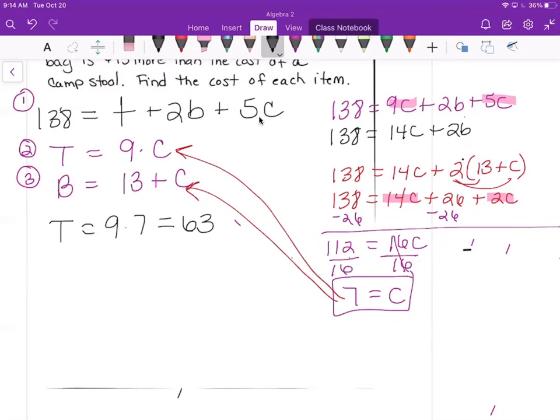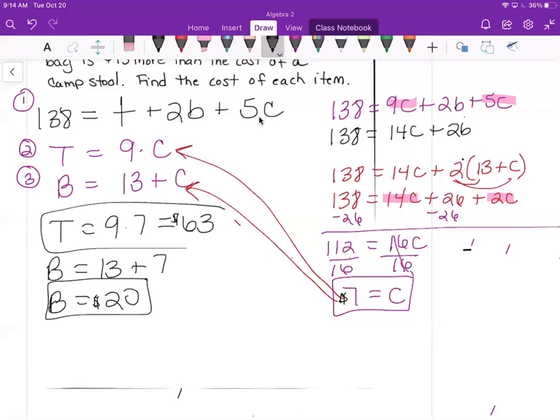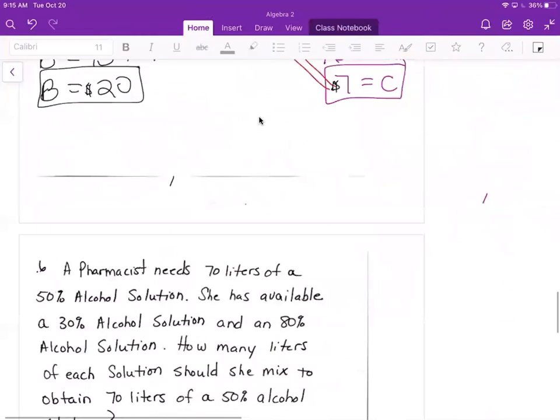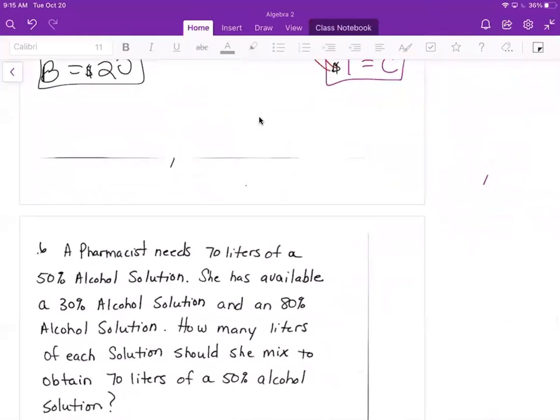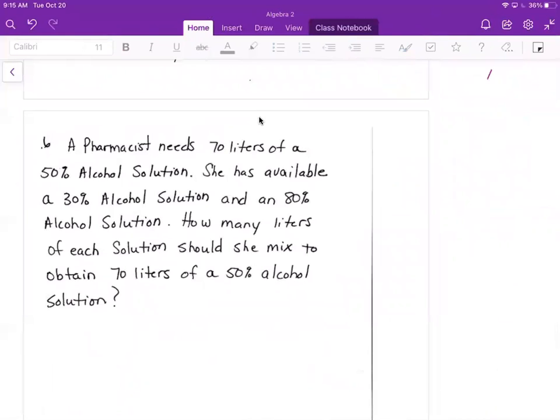And finally, for the third equation, if I replace c with 7, the sleeping bags are $20. So sleeping bags are 20. The stools, camping stools, are $7. And finally, the tents are $63. And that is how to use systems of 3 variables to solve.